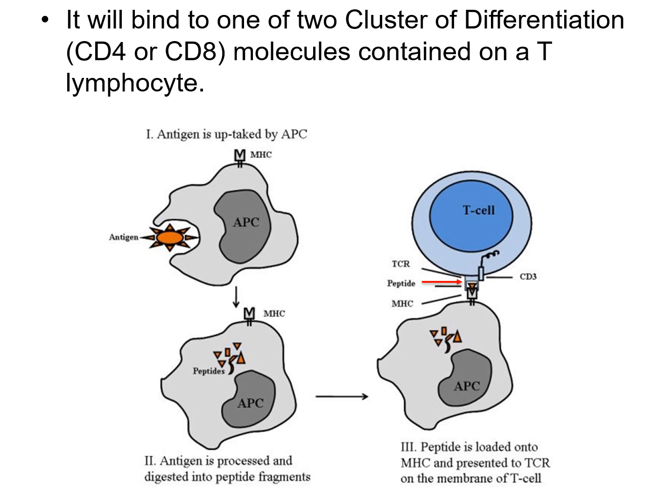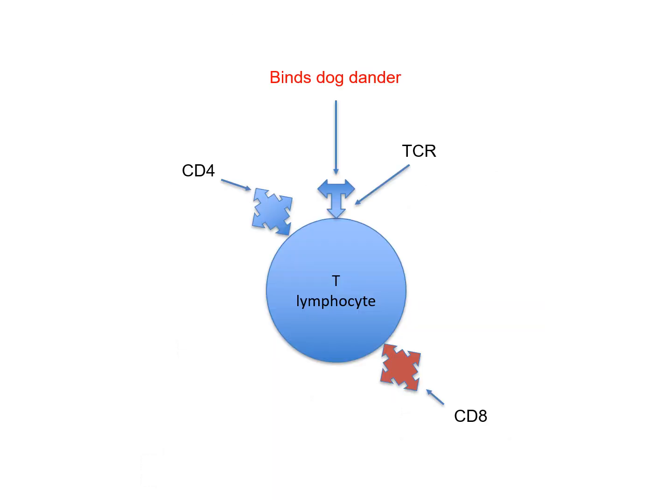You have a cluster of differentiation. It's either CD4 or CD8. That is going to be the hand on the T lymphocyte. And the other hand that's on the APC is an MHC1 or MHC2. I tried to draw an illustration to show you what that would look like. The T lymphocyte has many hands.